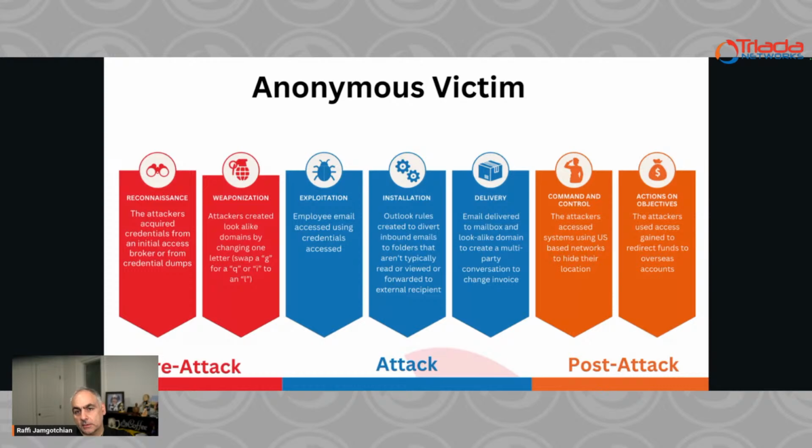Then they again accessed that account, created fake invoices, and led the actual victim company into paying an invoice that was meant to go to a vendor to the wrong location. So in both of those situations, they accessed the credential information in a different way, but ultimately to the same ends. They accessed, they diverted emails, and then they sent the fake invoices along the way.